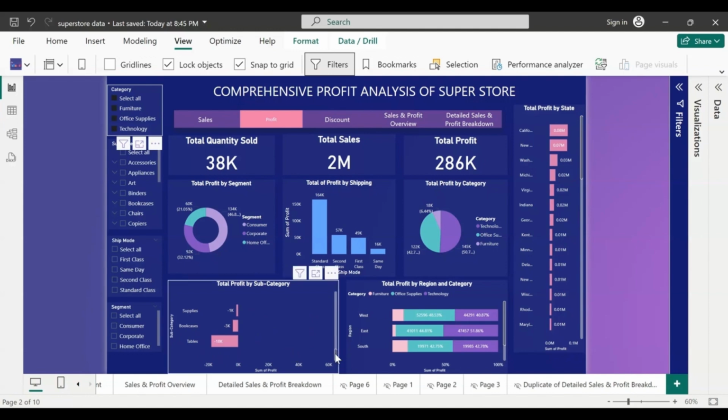So this is because of the discount. We could see tables, bookcases, supplies are all in loss. So it is all because of discount. We have to see about discount.